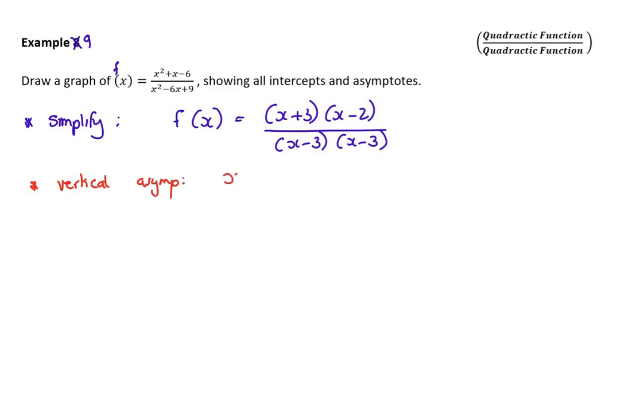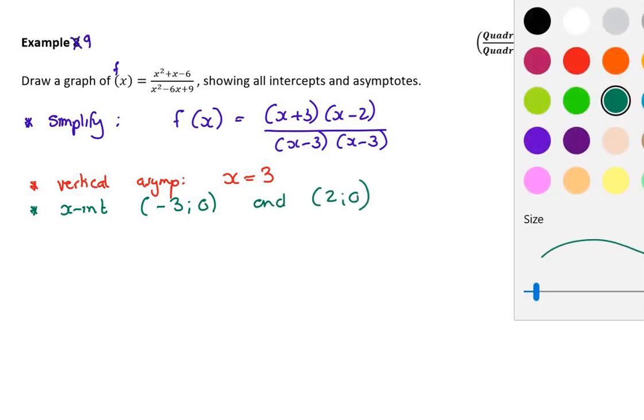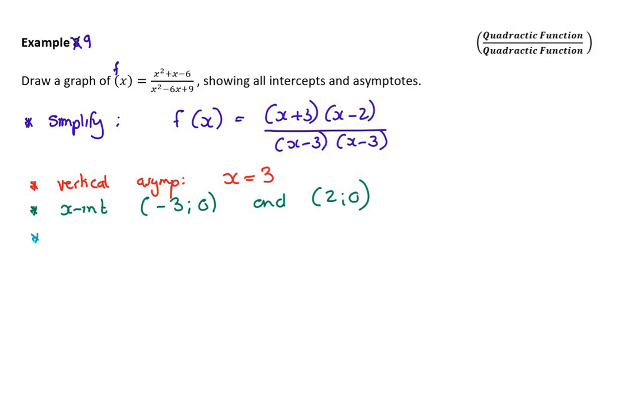I can also see that I have intercepts. I haven't found my oblique or my horizontal asymptote yet, but just because I factorized, I can see my x-intercepts are at (-3, 0) and (2, 0). While I'm there, let's write down my y-intercept. If I made x equal to 0, I'd probably go to the original graph, because then that's 0, 0, 0, 0. I get -6 over 9, which is -2 over 3.